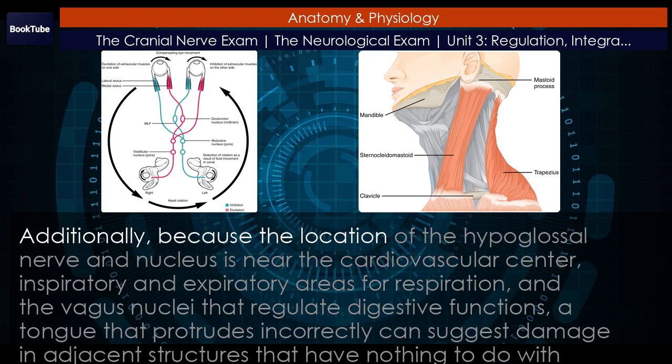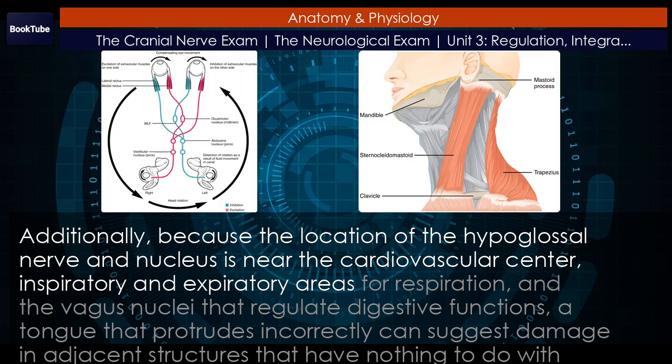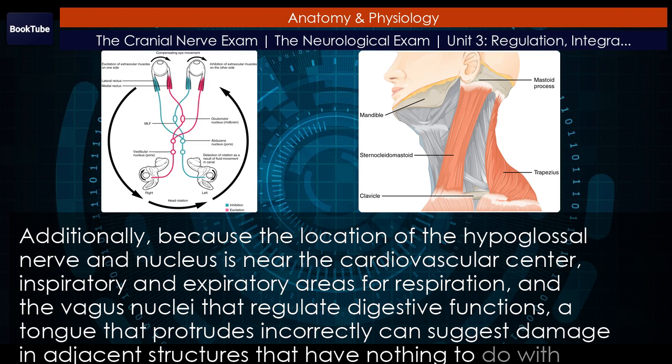Additionally, because the location of the hypoglossal nerve and nucleus is near the cardiovascular center, inspiratory and expiratory areas for respiration, and the vagus nuclei that regulate digestive functions, a tongue that protrudes incorrectly can suggest damage in adjacent structures that have nothing to do with controlling the tongue.